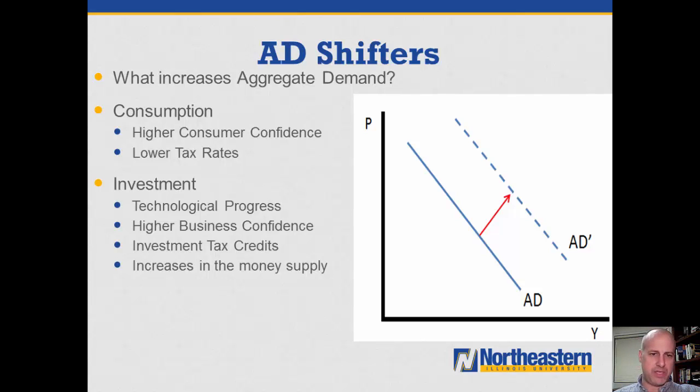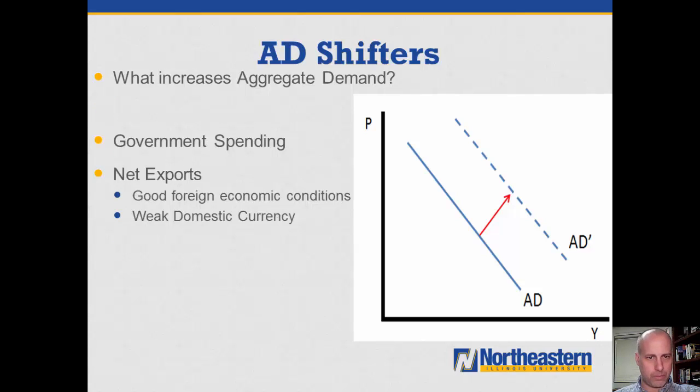And again, as mentioned before, an increase in the money supply can work through interest rates to increase the desired level of investment. Increases in government spending directly move the aggregate demand curve to the right.